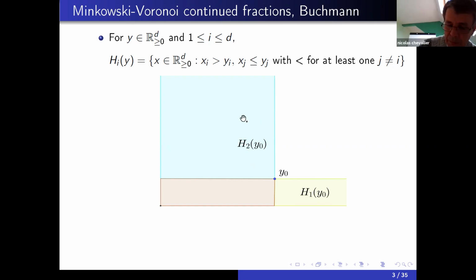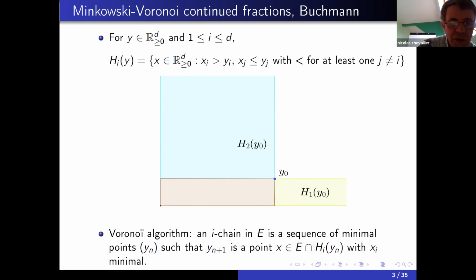Now, what is Voronoi's algorithm? In fact, it is a geometric object, the following one, still by Bruman. An i-chain in E is a sequence of minimal points in E, y_n, such that y_{n+1} is the minimal point in the intersection of E and H_i of y_n with x_i minimal, smallest as possible.